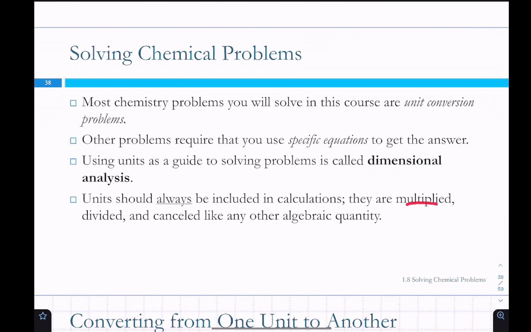Units can be multiplied or divided and canceled like any other algebraic quantity, so like x in an equation. Right? If we take x times x, you get x squared. Units do the same thing. Okay? Units do the same thing. So if you have centimeters times centimeters, you get centimeters squared, and dividing them as well.